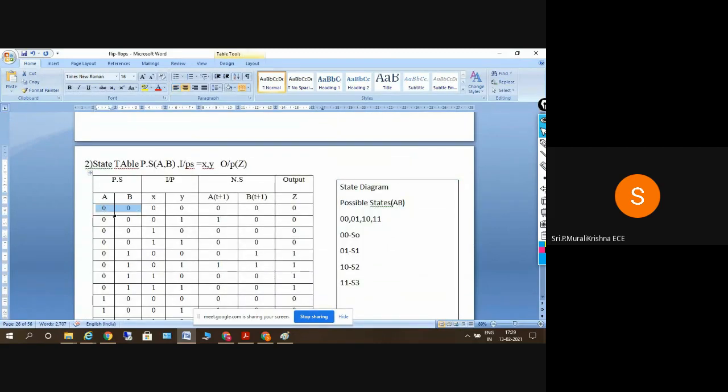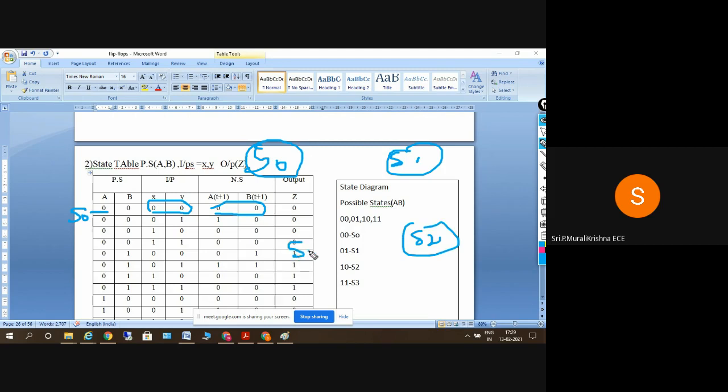If I say S naught is equal to 00, this is S naught, and XY, we have two inputs here. If XY is equal to 00, it will remain in the same state. So S naught, S1, S2, and S3. For S naught, if the input is 00, it will remain in the 00 state only. And what is the output here? Output is 0. Clear?